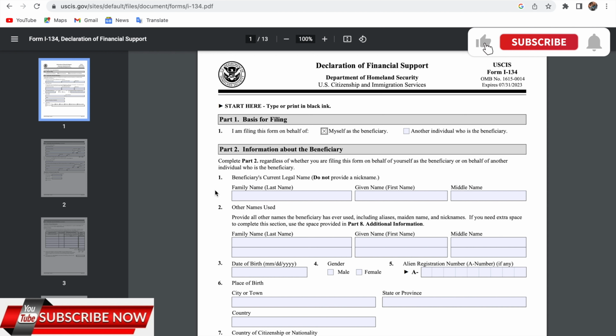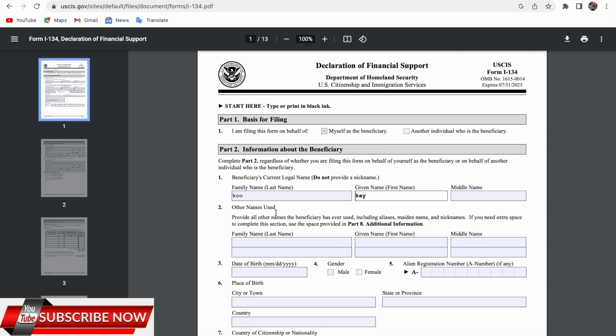Then Part 2 says Information About the Beneficiary. You just put in your family name, probably the last name, over there. And it says given name, that's the first name. I'm just putting anything over there. And it says middle name. If you have a middle name, you put in the middle name, but if you don't have a middle name, you just leave it blank.